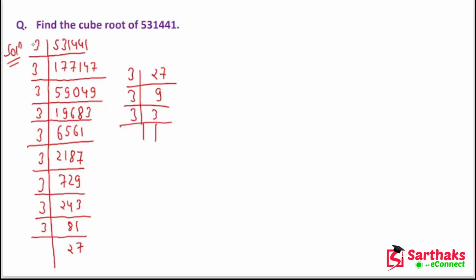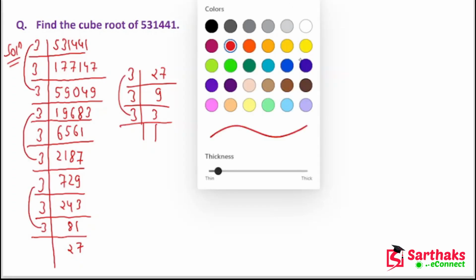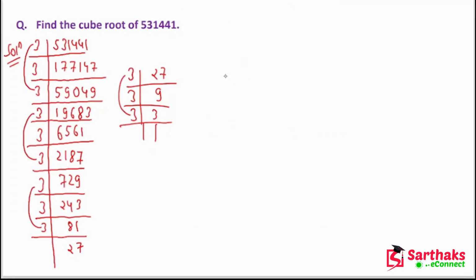So in this way, if you try to make pairs, you will get, yes, we are getting 4 triplets, not pairs, 4 triplets. So if you try to write it in the form of prime factors, you will get 531441 is nothing but 3 to the power 3 into 3 to the power 3 into 3 to the power 3 into 3 to the power 3. These are 4 triplets, right?